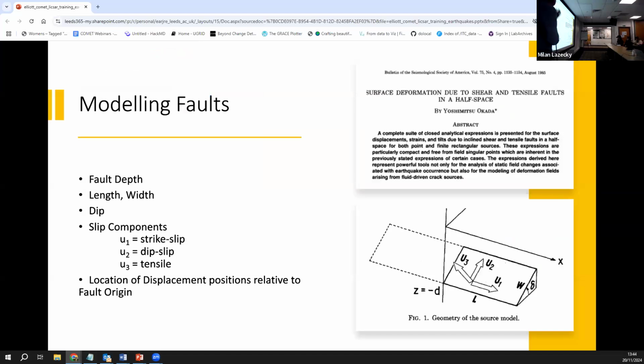And as I said, you can model these as elastic dislocations. So this was formulated in 1985. We call it the Okada model. It's our stable underlying approach to understanding how an interface moves in 3 components. But basically, we want to get at these 10 parameters. Where is it, how is it orientated, and in what direction did it move?